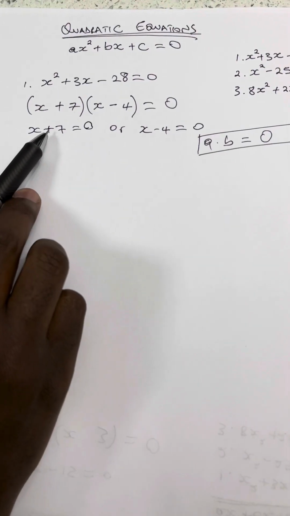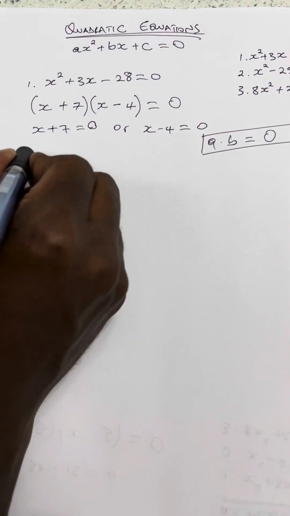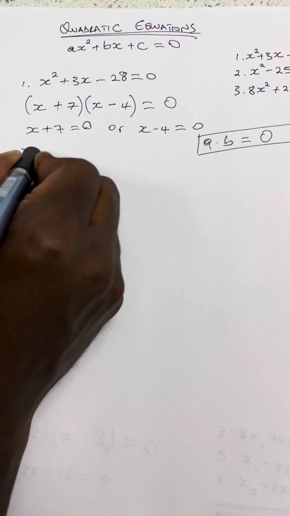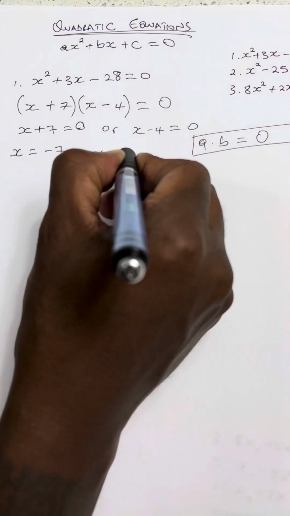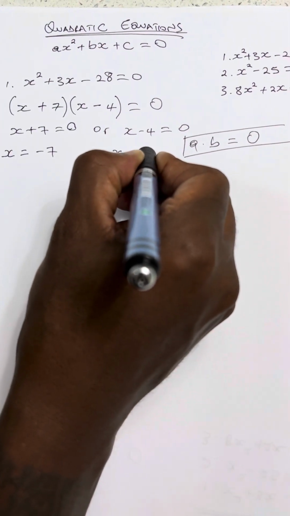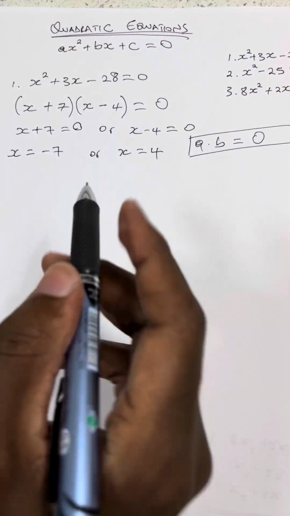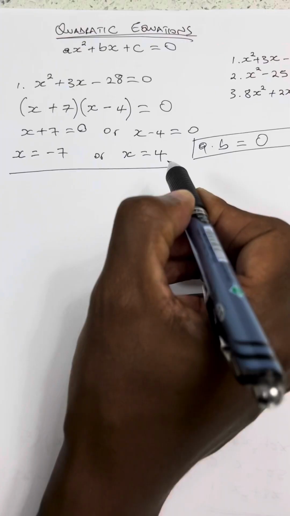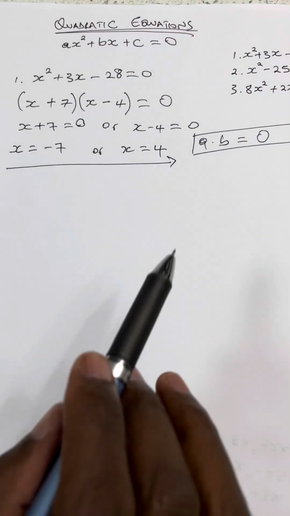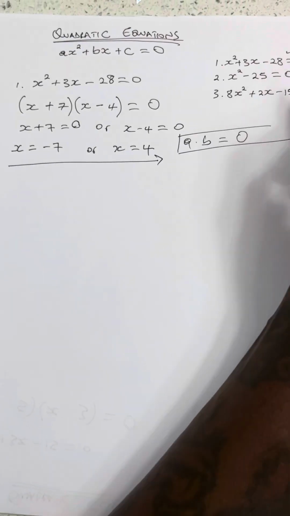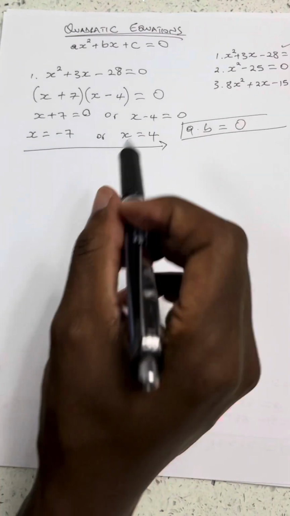Now when we transpose the 7 to the other side of the equal sign, we have x is equal to negative 7, or x is equal to 4, doing the same thing on this side. This is how you solve a quadratic equation using factorization. So we have solved the first one. Now we move on to the second one.